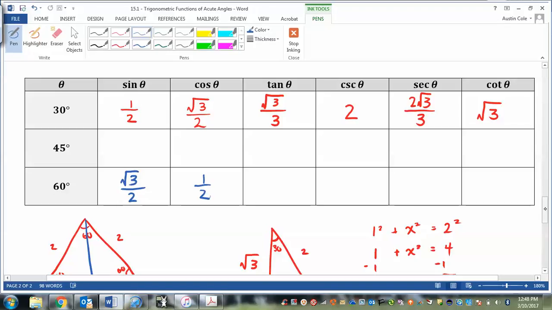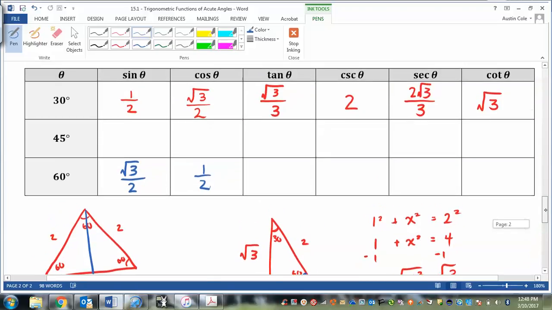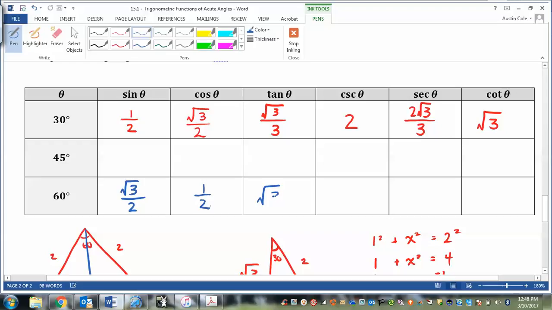Okay, let's go tangent. Tangent of 60. 60 is right here. Tangent's what? Opposite over adjacent, so it's going to be square root of 3. What's the cofunction of tangent? Cotangent. Check it out. Bingo. Tangent and cotangent. So tangent of 60 is the same as cotangent of 30.